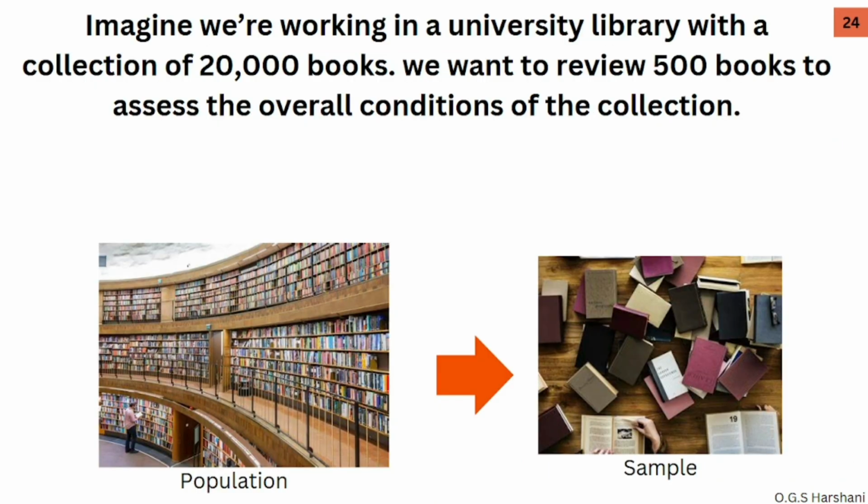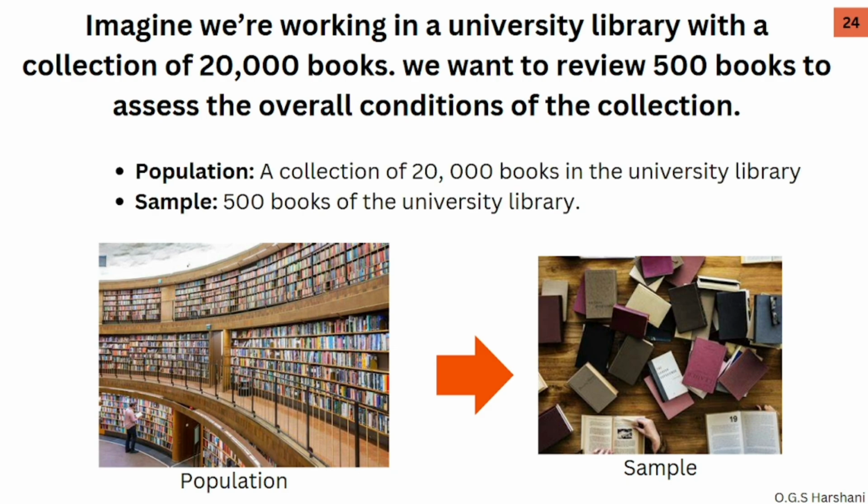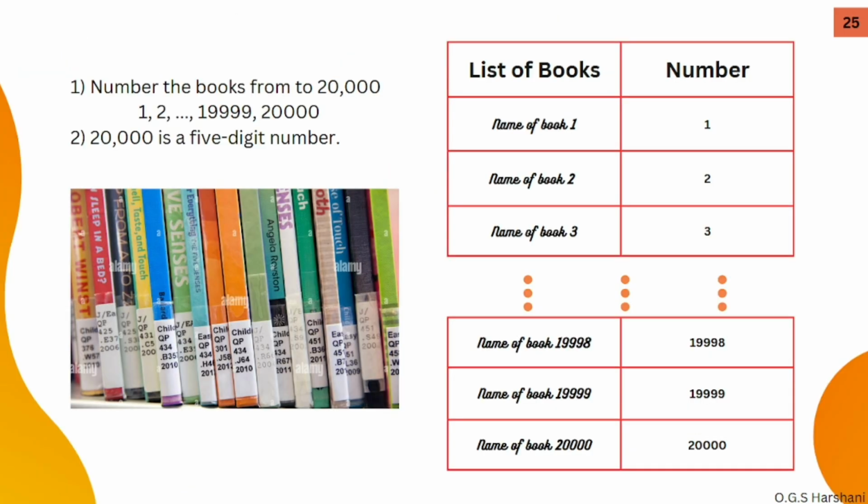Imagine we are working in a university library with a collection of 20,000 books. We want to review 500 books to assess the overall condition of the collection. What is the population? A collection of 20,000 books in the university library. What is the sample? 500 books of the university library. Here, simple random sampling is effective because all the 20,000 books are in the same library.